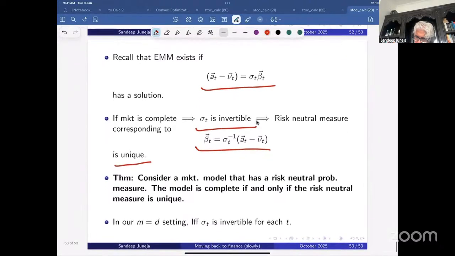So consider a market model that has a risk neutral probability measure. The model is complete if and only if the risk neutral measure is unique. So we'll do this properly next time. But basically, if sigma t is invertible, then I can price each and every asset in the market. And if I can price each and every asset in the market, then sigma t is invertible. So that's what I want to show. So then my market will be complete.